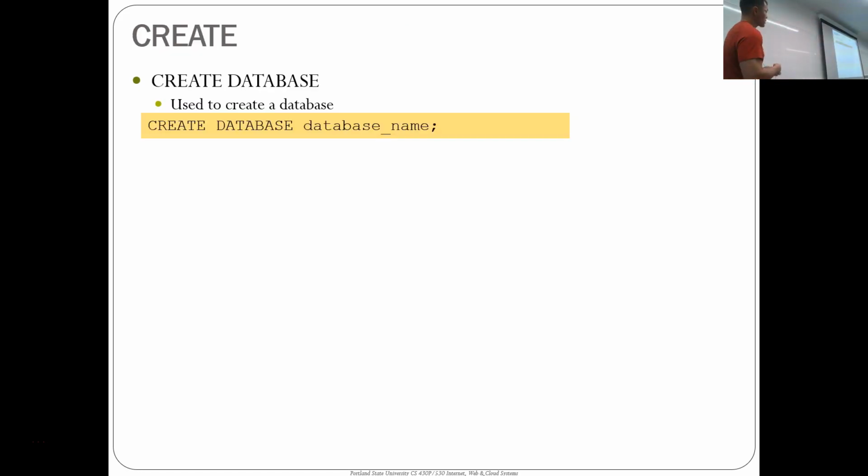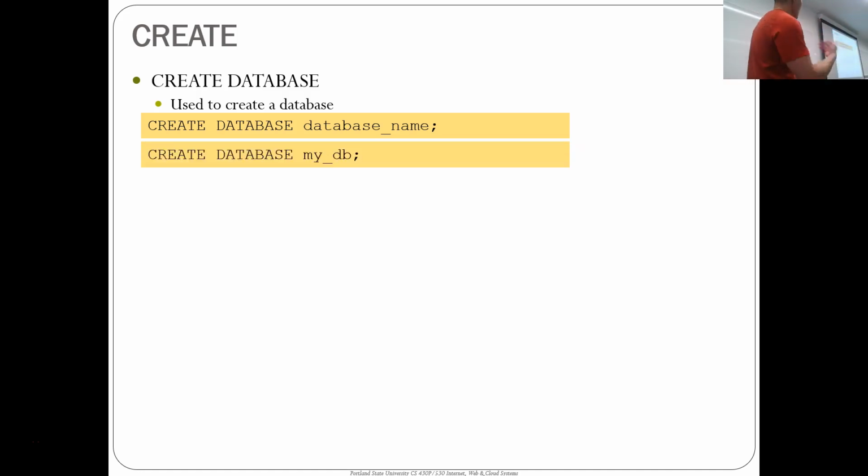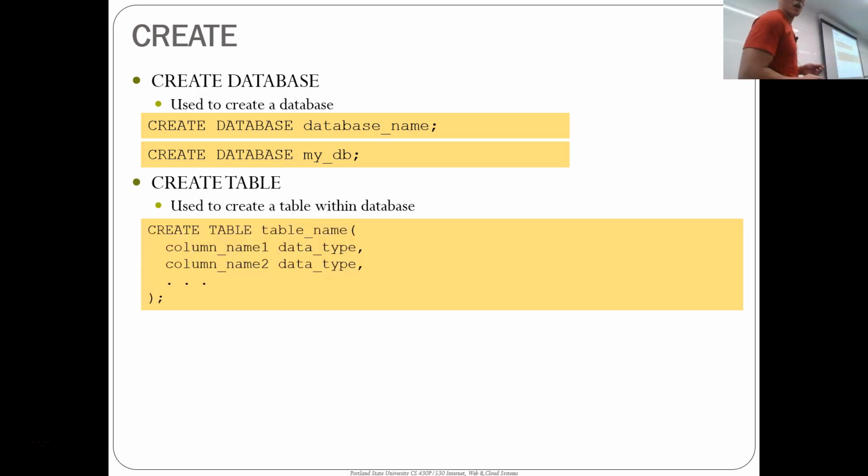Okay, so the first one's create database. This is what you would send a SQL backend to say, hey, I want to create a new database. You connect up to that database backend, say create database, and you give it a name. So if I sent create database mydb, this creates a database called mydb on the backend, and then I can instruct the database server to use that database for subsequent queries.